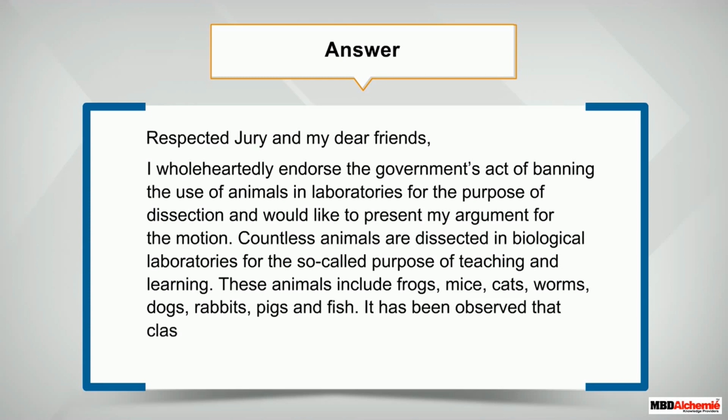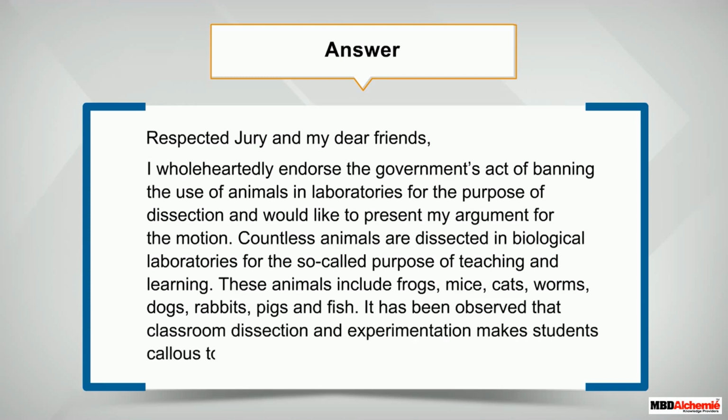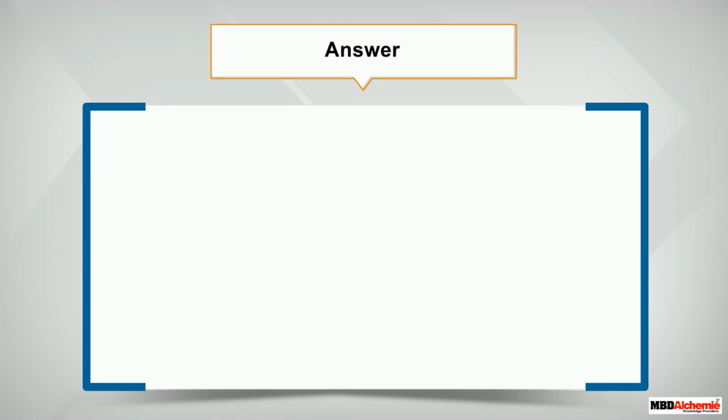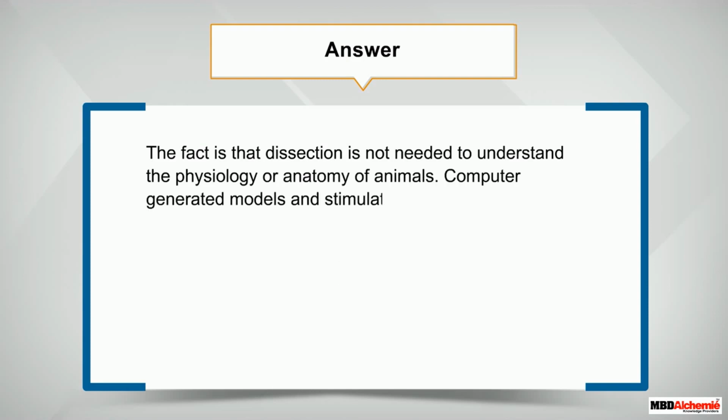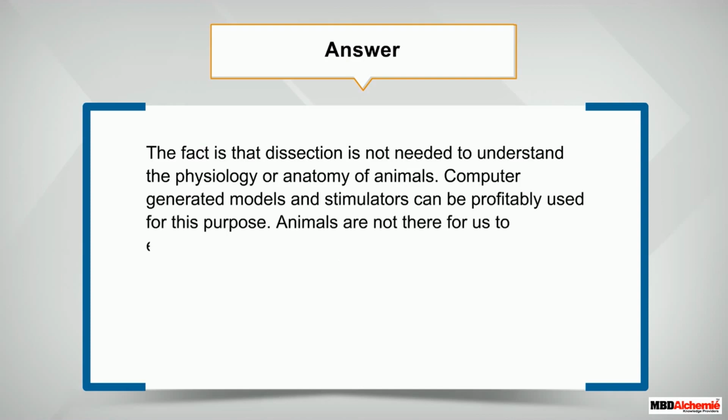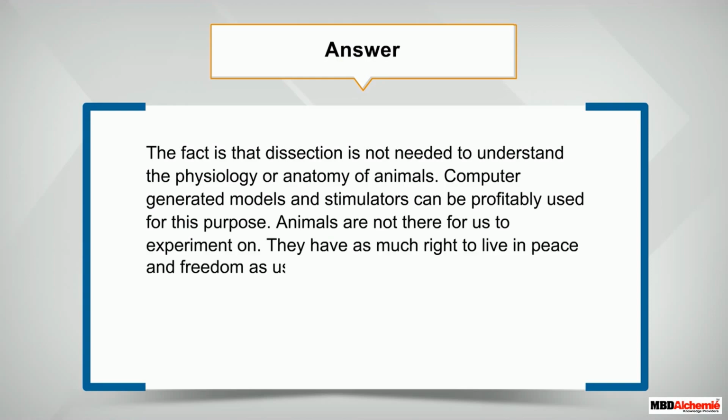It has been observed that classroom dissection and experimentation make students callous towards animals. The fact is that dissection is not needed to understand the physiology or anatomy of animals. Computer-generated models and simulators can be profitably used for this purpose. Animals are not there for us to experiment on. They have as much right to live in peace and freedom as us humans do.